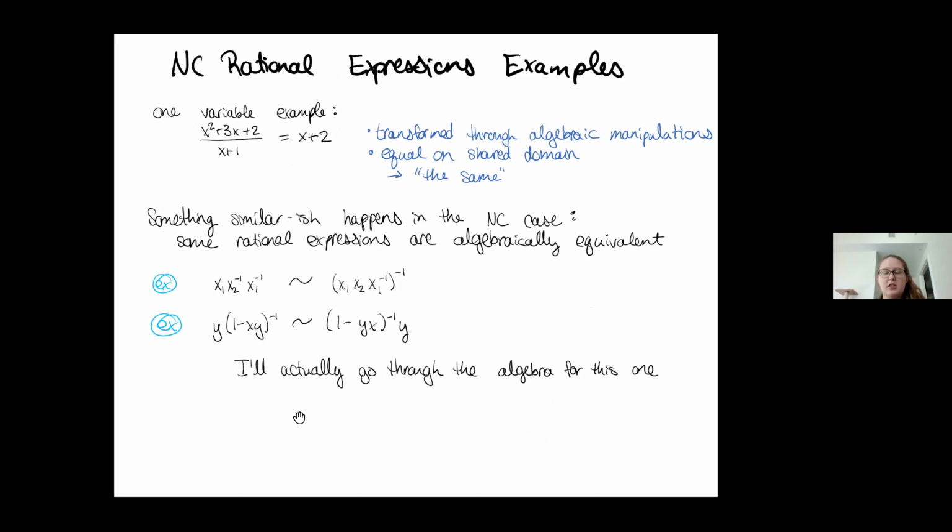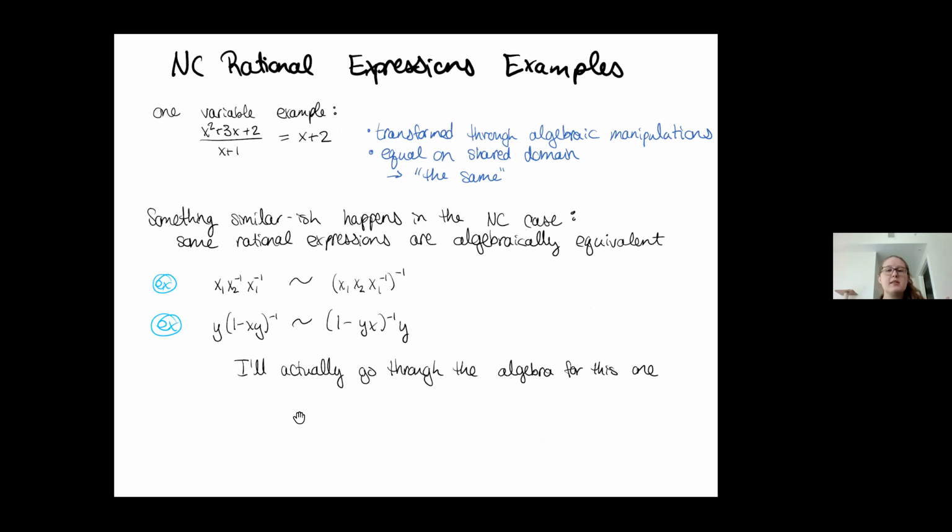Okay, so again, let's do some more examples with these. Coming back to our one variable example, I said, okay, I can cancel out that x plus 1. I'm transforming it through algebraic manipulation. And then also these are equal on the shared domain. In some sense, that means they're the same. I can transform them through algebra, and on the places where I'm allowed to plug things into both of them, they both give the same thing.